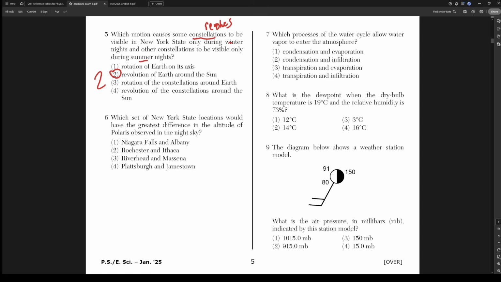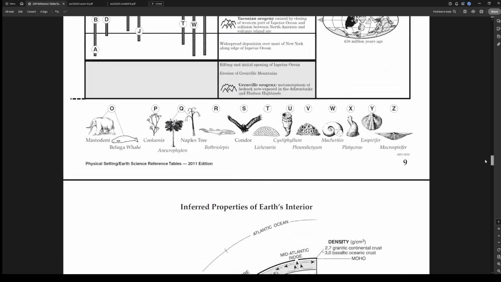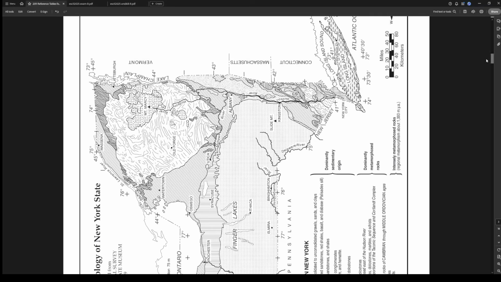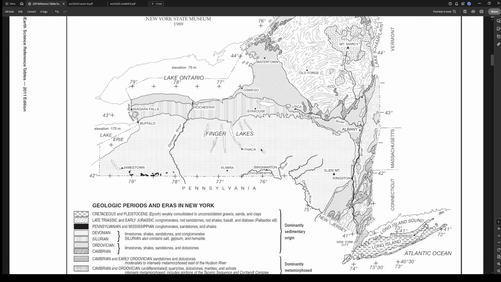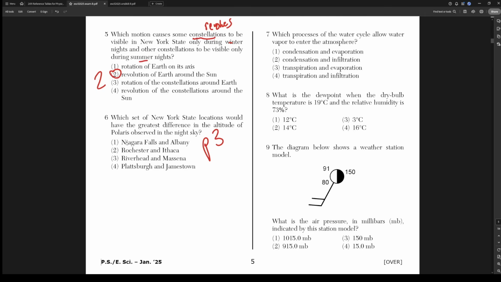Number 6, which set of New York State locations would have the greatest difference in the altitude of Polaris? Okay, so this one, once they show a bunch of cities for the New York State locations, I'm going to go to page 3 on the reference table, and I'm going to start looking at these. But instead of being overwhelmed, I'm just going to compare each choice, because otherwise we don't really know what we're looking for. We're going to go back to our thing, and we're going to check these.